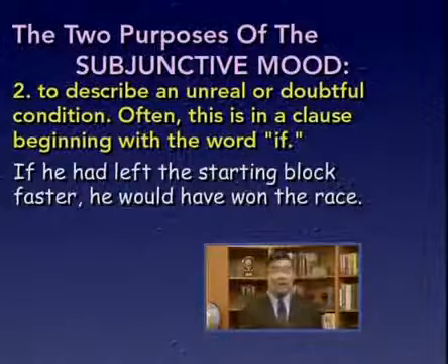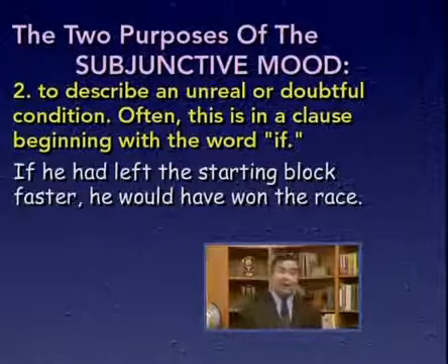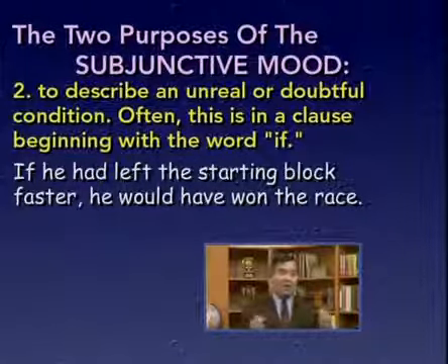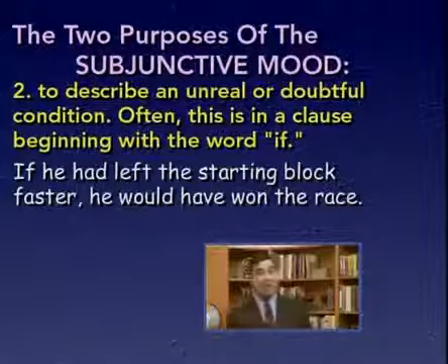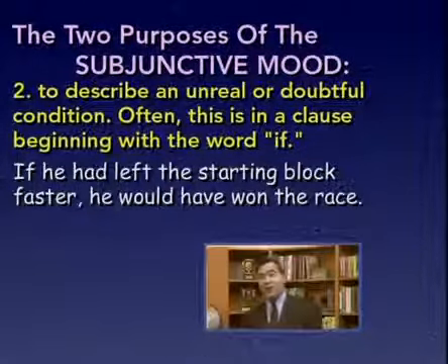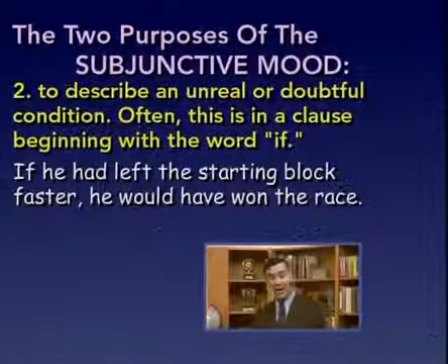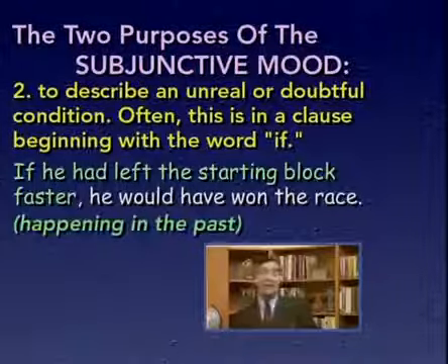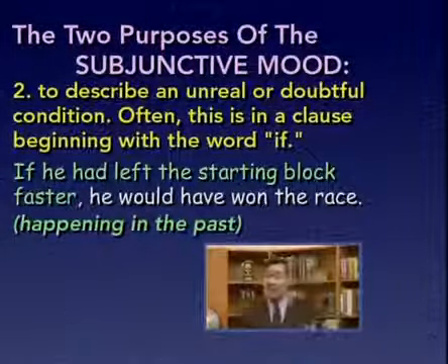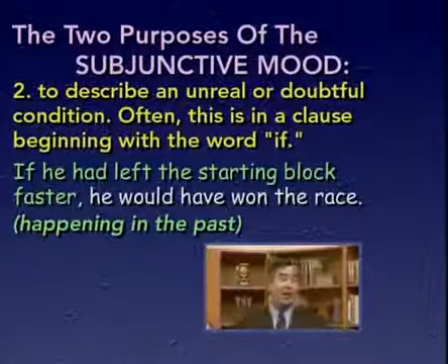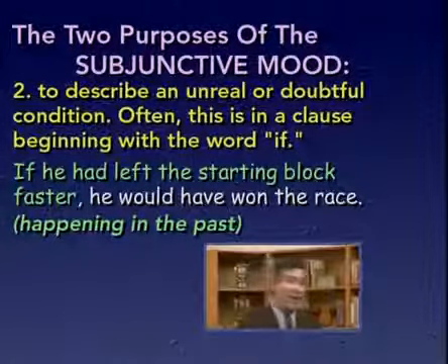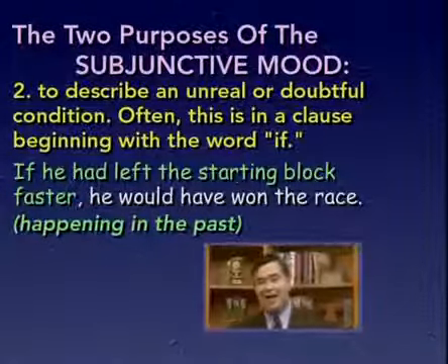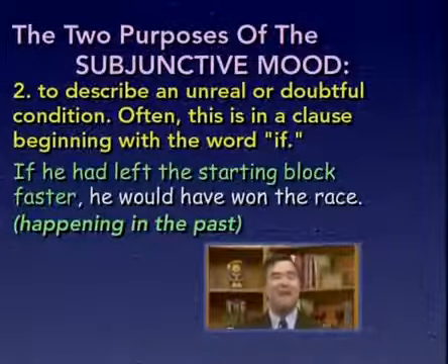Once again, it happens to be in a clause beginning with if, which is often the case, although not always. So here we have an unreal condition being described. We want the subjunctive mood. Once again, to determine the correct form of the subjunctive mood, we have to think about whether we're describing something happening now or in the past. Well, in this sentence, we're describing something happening in the past. The race was in the past. He lost the race. He might have won if he had left the starting block faster. So we're talking about something happening in the past. And remember, we said a moment ago that to create the subjunctive mood in the past, we want to use a verb that looks the same as the past perfect.